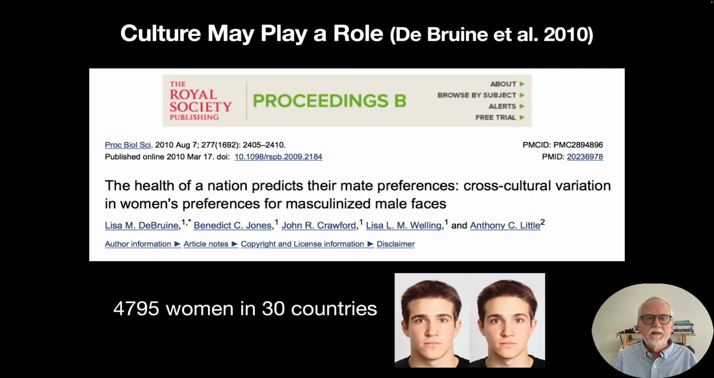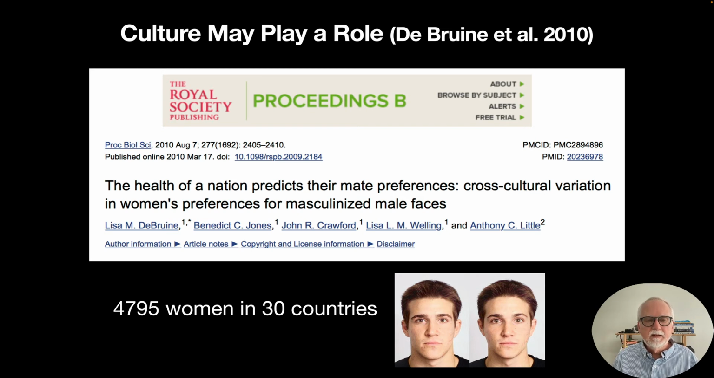Now, another thing about all this is that culture could be playing a role. This is an interesting study that was published in 2010 in the Proceedings of the Royal Society B of Biological Sciences. You can see the title there, The Health of a Nation Predicts Their Mate Preferences: Cross-Cultural Variation in Women's Preferences for Masculinized Male Faces. Again, they use stimuli like the one you see down here.